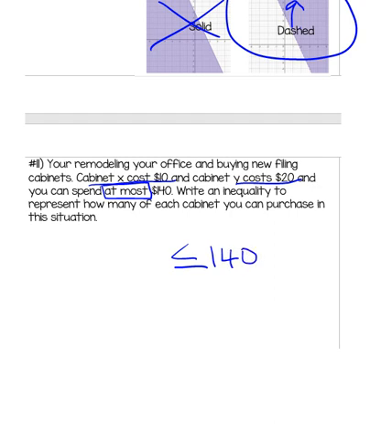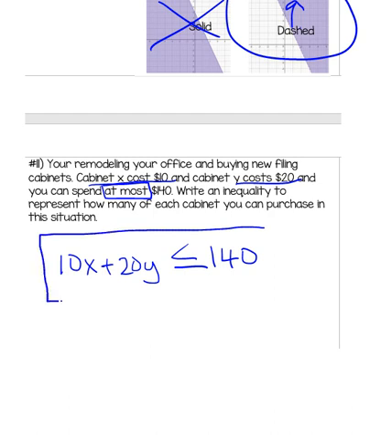And I know that a cabinet costs $10, but I don't know how many cabinets I'm going to buy. So 10x, and we want the total. So I add the two together. And then my other cabinets, cabinet Y's, they cost 20 bucks. And I don't know how many of those I'm going to get. But I know together I need them to be less than or equal to $140. So that would be my inequality for this situation.